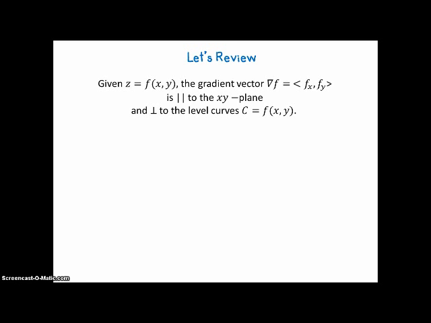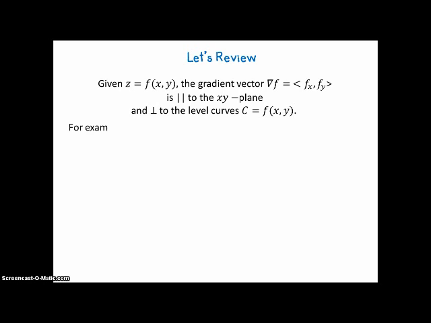In other words, if you replace z with a constant, then you have two variables, x and y, and you can graph it on the plane. And if you graph the gradient vector, which is already parallel to the xy plane, on the xy plane, all those gradient vectors will be perpendicular to the level curves. Note that z equal f of x comma y is a surface in 3-space. And so the gradient vectors to that surface are perpendicular to the level curves.